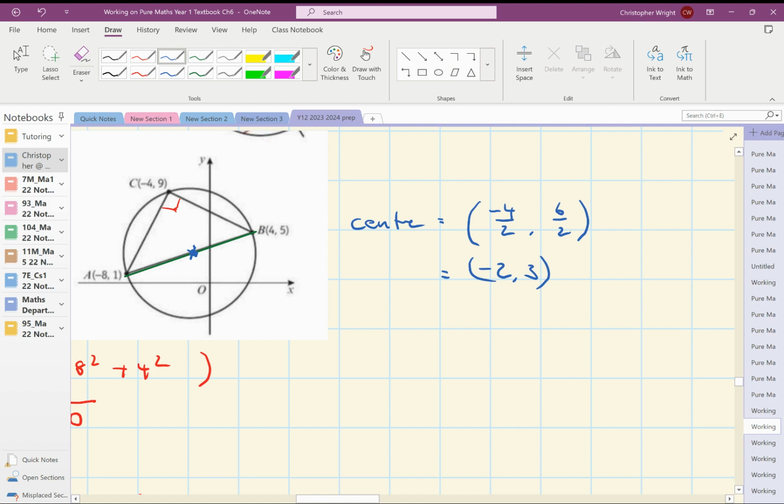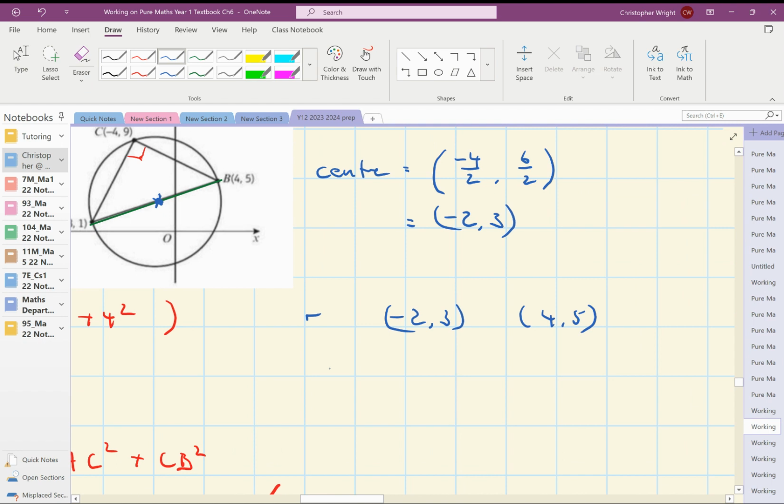And to find the radius of the circle, I'm going to be looking at the centre, which is minus 2, 3, and I'll look at point B as well, which is the point 4, 5. Let's have a look at the distance for those. So the radius is going to be the square root of the difference in the x-coordinates, 6 squared, plus 2 squared, which is the square root of 40. So the radius is the square root of 40.